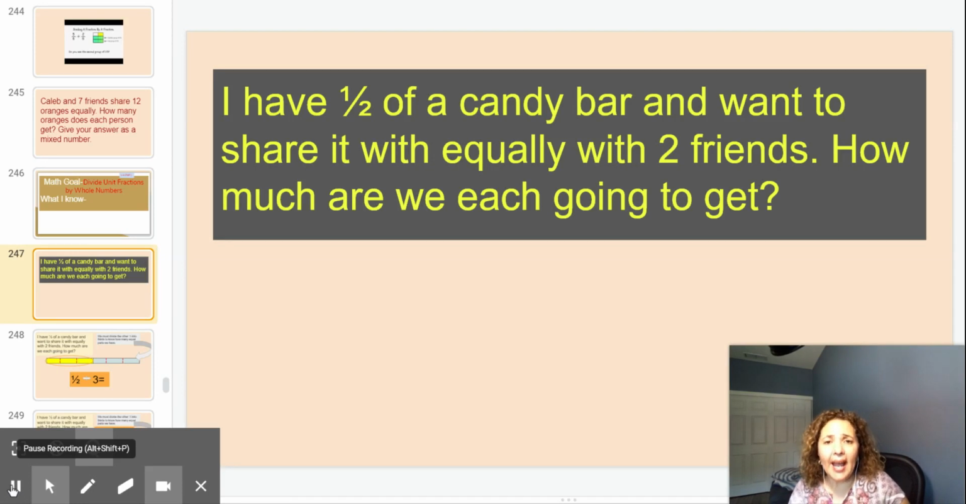I have half of a candy bar and I want to share it equally with two of my friends. How much are we each going to get? So remember, I only have half of a candy bar, not the whole thing, only half of it. So think about it. How are we going to solve that and what answer are we going to get? So think about it and then come back to me.